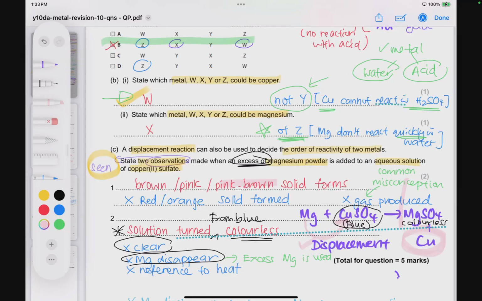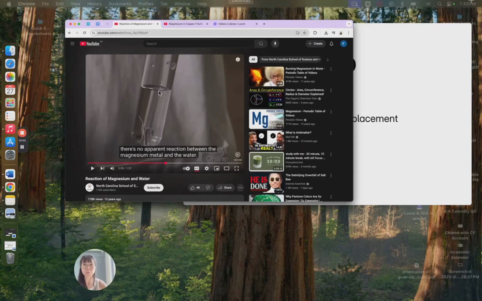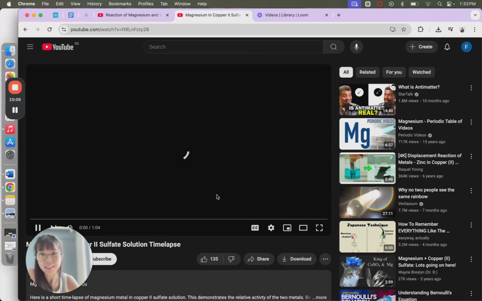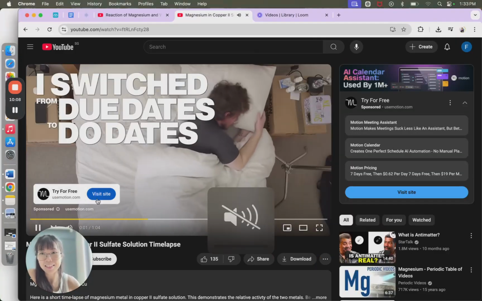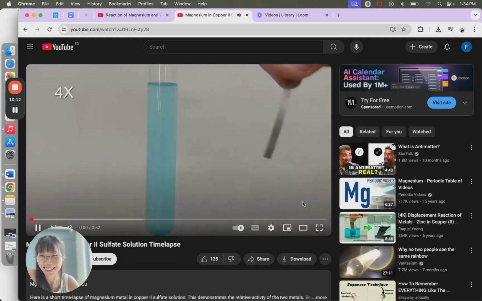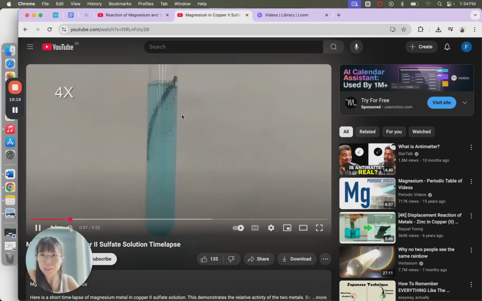So if I could pause and go to a video to help you understand this. It would be this video here. There you go. Okay, so you put a piece of magnesium in there. You get to see this powder that is descending down to the base of the test tube. This is actually our copper metal that is being formed.